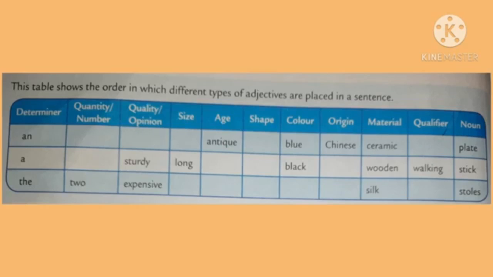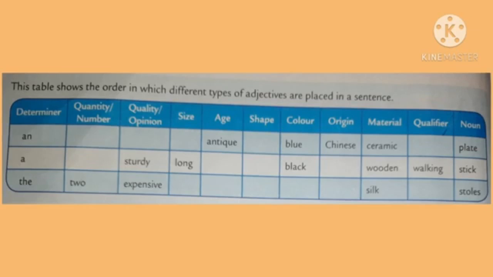Next, seventh one, color of the noun. Red, blue, black, etc. And the next one, origin. Origin means place where something begins. Example, Chinese ceramic, Kashmiri chili, Indian saris. Ninth one, material. What type of material used? Example, silk, wooden, ceramic, metal, paper.